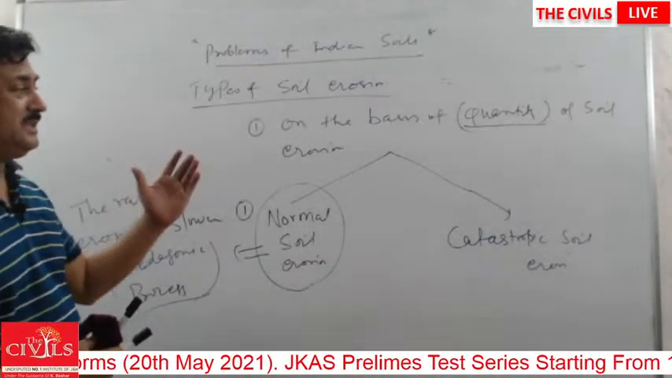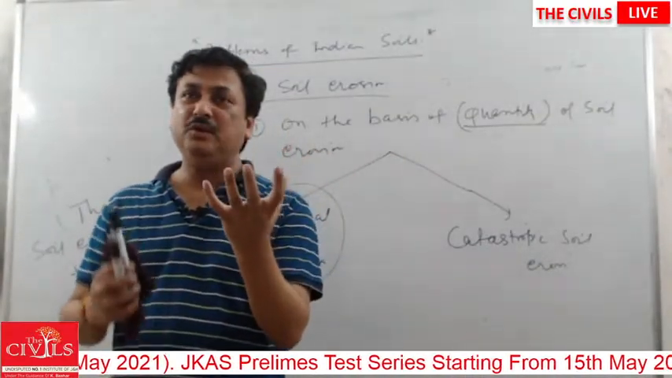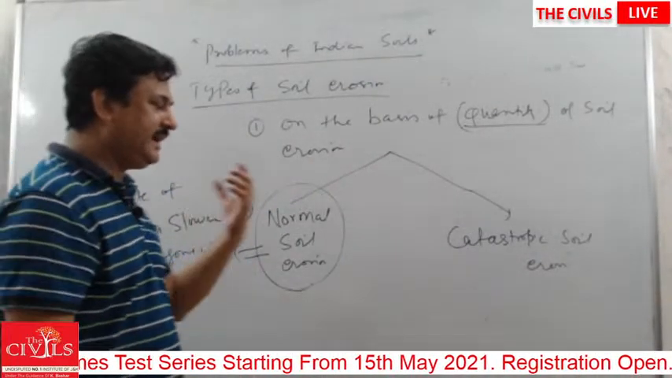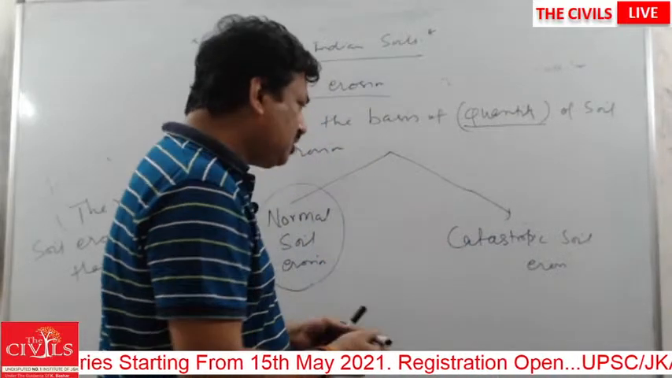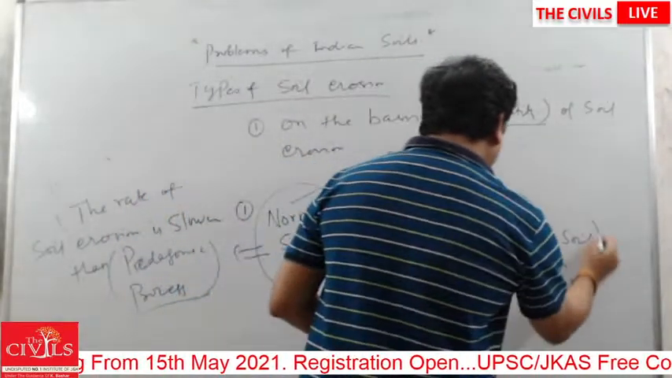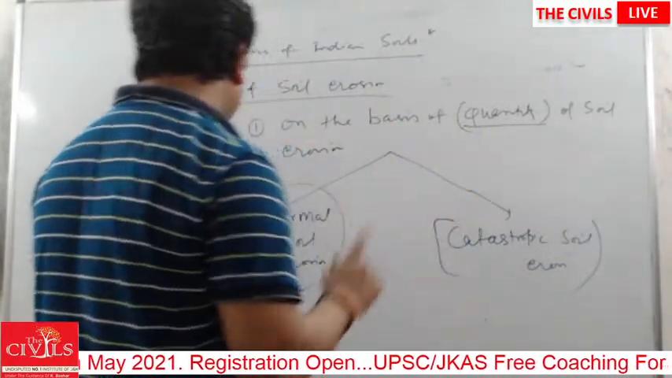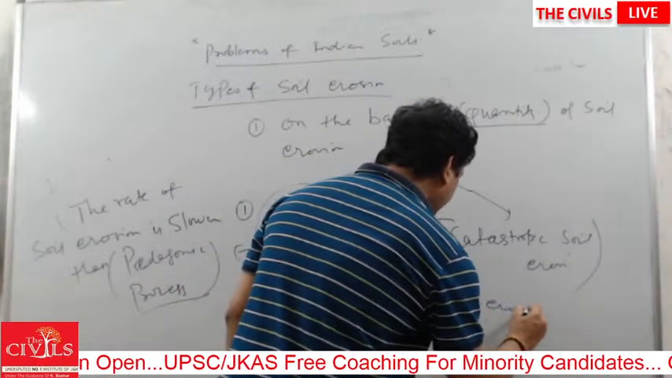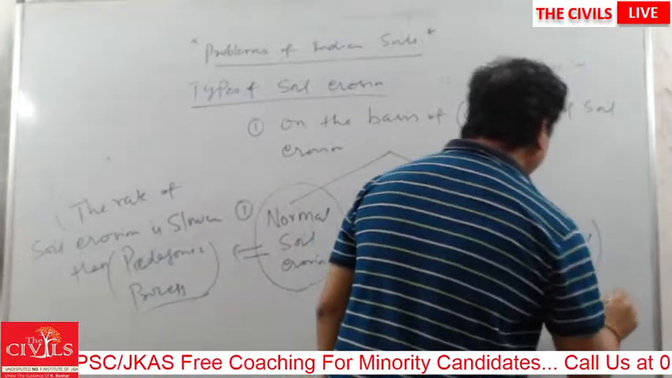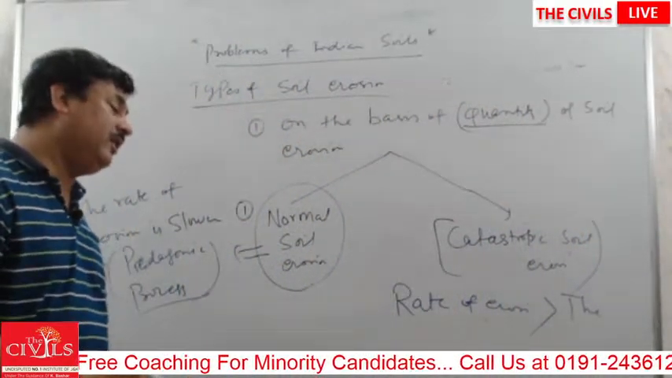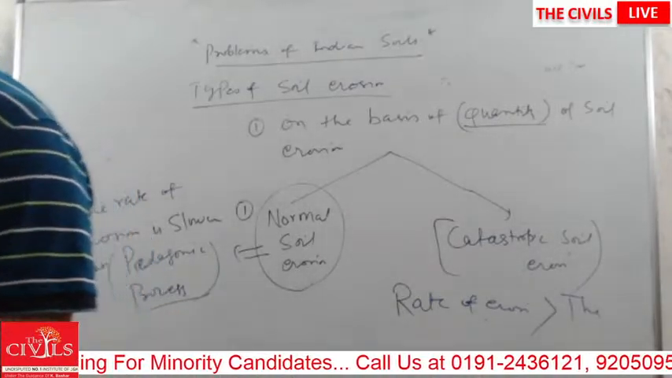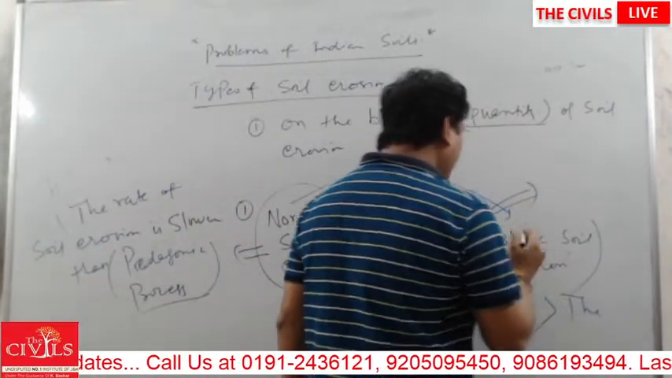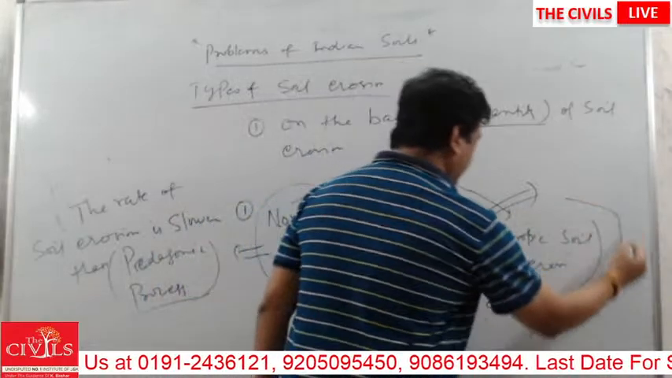So the first is on the basis of eroded quantity. Soil erosion is of two types: normal soil erosion and catastrophic soil erosion. Catastrophic soil erosion is that type of erosion in which the rate of erosion is faster than the rate of formation of soil, or the rate of pedogenic process. This is very harmful for nature.